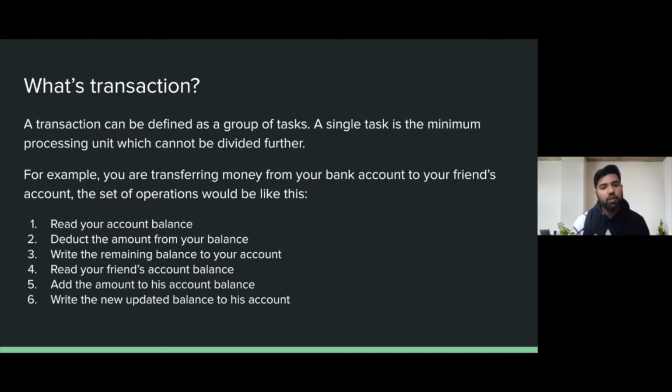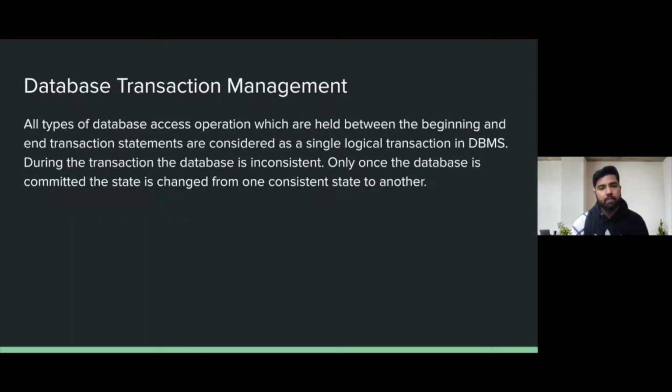So how does it work in terms of databases? In the database transaction management system, first of all, there is a concept of commit and rollback. When you start any transaction in the database, it gives you a sort of a clone. This is the point where you have initiated all your transactions in one go. All database access operations held between the beginning and ending of a transaction are considered a single logical transaction in the database management system.